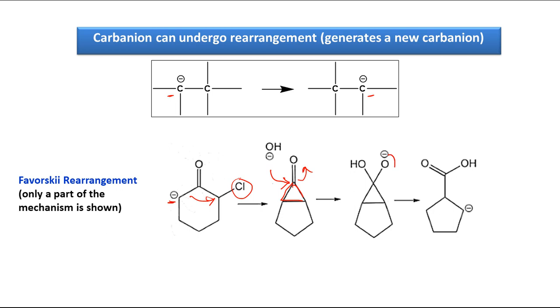if this negative charge again forms C double bond O, one of these CC bonds will be broken. Both sides are symmetrical. So any of these CC bonds will be broken, and finally there will be negative charge over this carbon. So this CC bond is broken, and from this part we will get COOH. So this is an example of rearrangement that is involving carbanion.